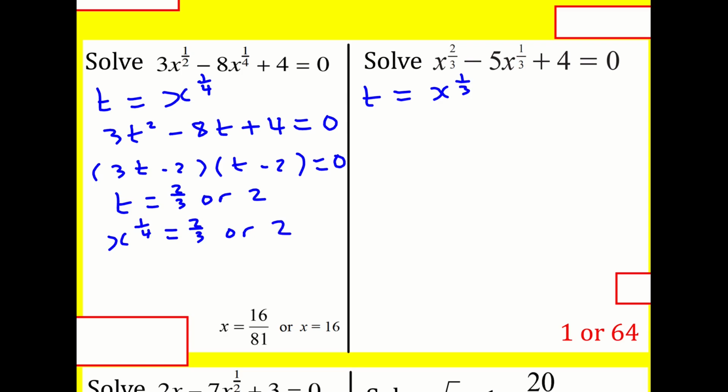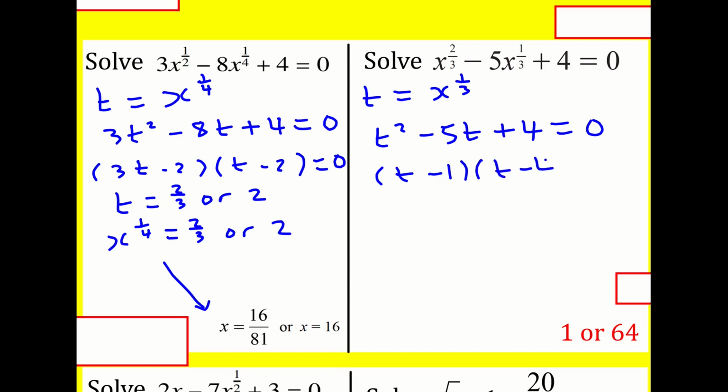So now we've got the 4th root, so we're going to need to raise to the power 4 to get back to x. This one, 2 to the power 4 gives us 16. This one, when you raise 2/3 to the power 4, you can just raise the top to the power 4 and the bottom to the power 4. 2 to the power 4 is 16, 3 to the power 4 is 81. So that's where the solutions have come from. This one, very similar. t squared minus 5t plus 4 equals 0. t minus 1, t minus 4 equals 0.